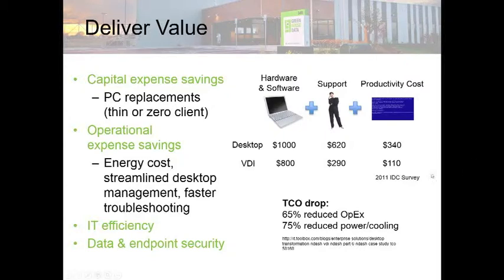Up here on the right, we show an IDC survey. It's a few years old, but it shows the differences between desktop and VDI, both on the hardware, software side, support side, and productivity cost. Now, again, this is 3 years old. Those costs are even getting better these days. And on the bottom here, we show a little blip about total cost of ownership. 75% reduced energy and cooling since you aren't running nearly as much equipment in your production facility.